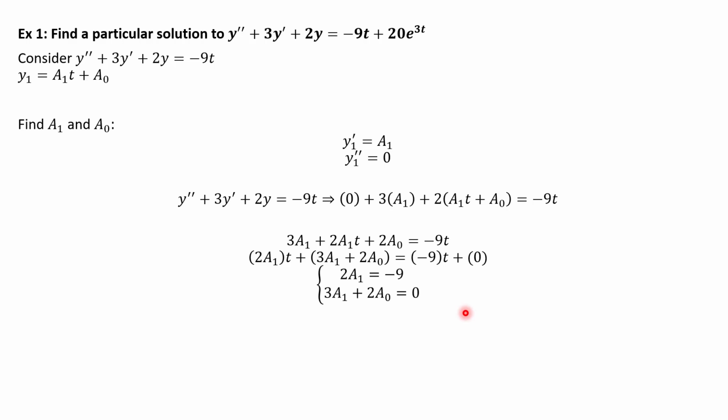And so this actually gives us a system of two equations. 2a1 equals -9 because they're both the coefficients on t. And then 3a1 plus 2a0 has to equal 0 because there's no other term over here. Then use substitution after you solve for a1, and you'll get that a1 is -9/2 and a0 is 27/4. And so your final solution for y1 is -9/2 t plus 27/4.